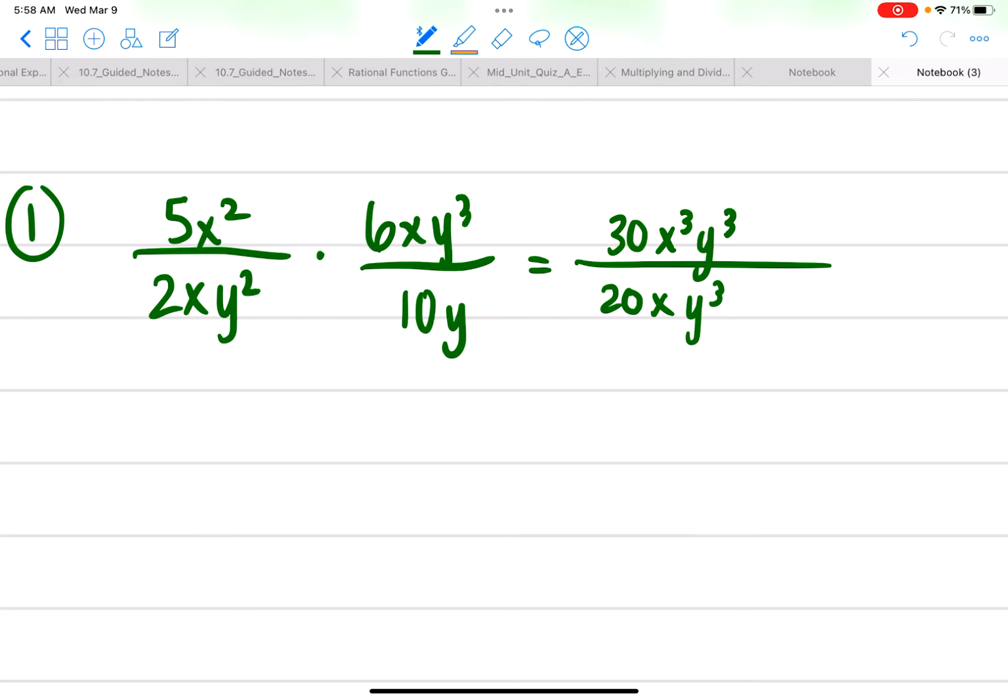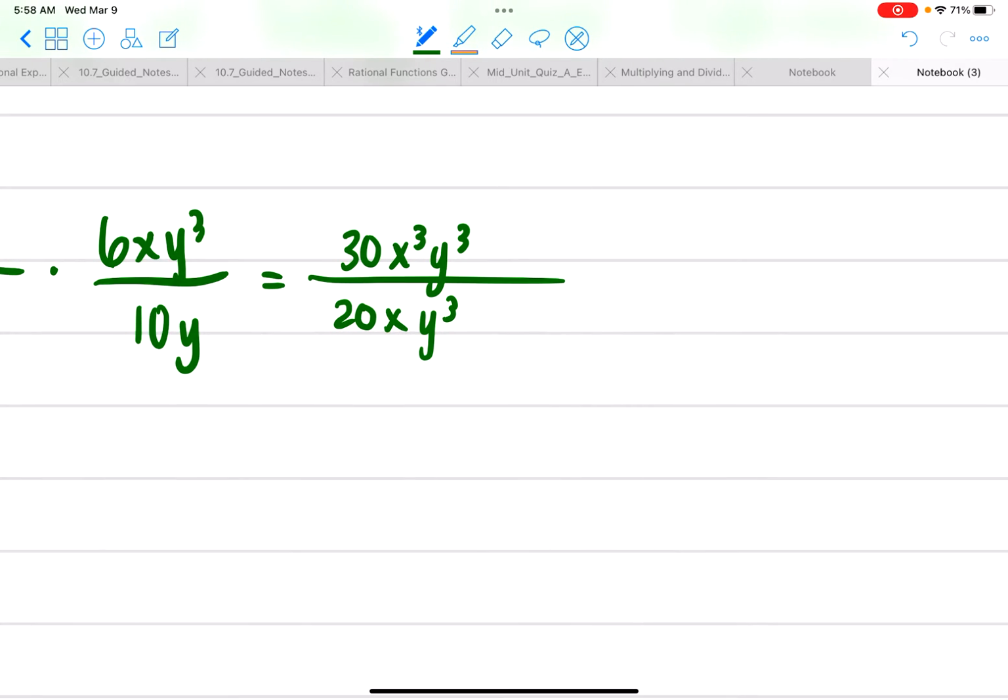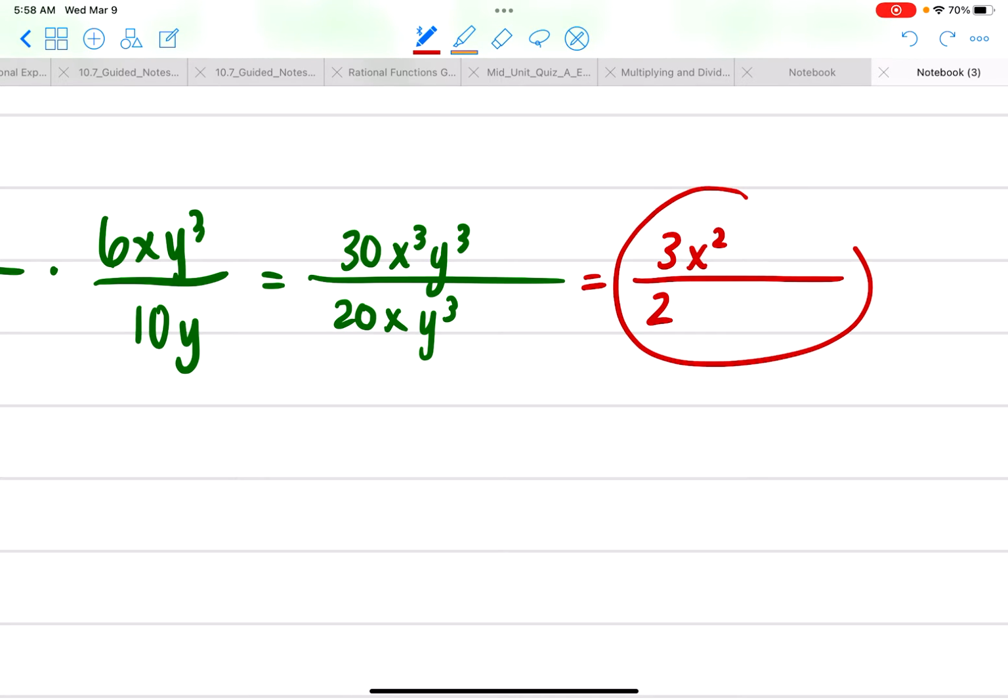And then basically what you can do is you can cancel things here. So 30 and 20 are both divisible by 10. So if we divide them both by 10, we would get 3 and 2. If you have x cubed and you divide by x, really what is that? That's like x times x times x over x, and you can cancel those, and so you're left with just an x squared on the top. Okay, so you're going to have x squared on the top there. And then y cubed over y cubed is just 1, so we don't really bother writing it. This would be your final result there. You can do it that way.